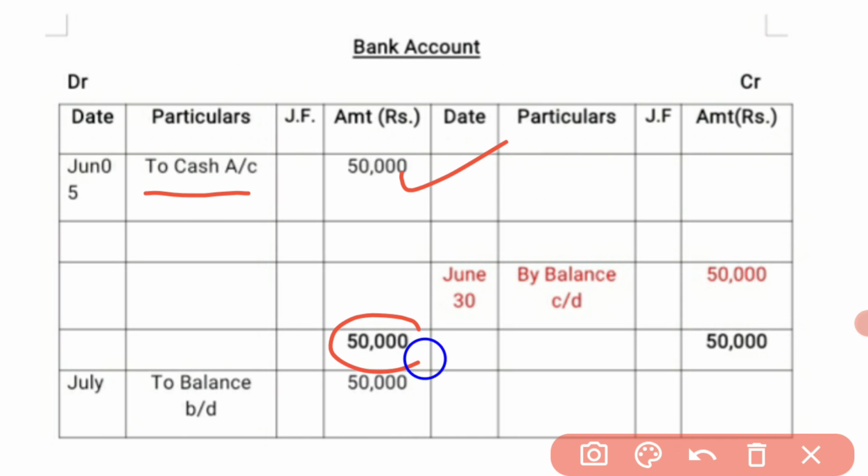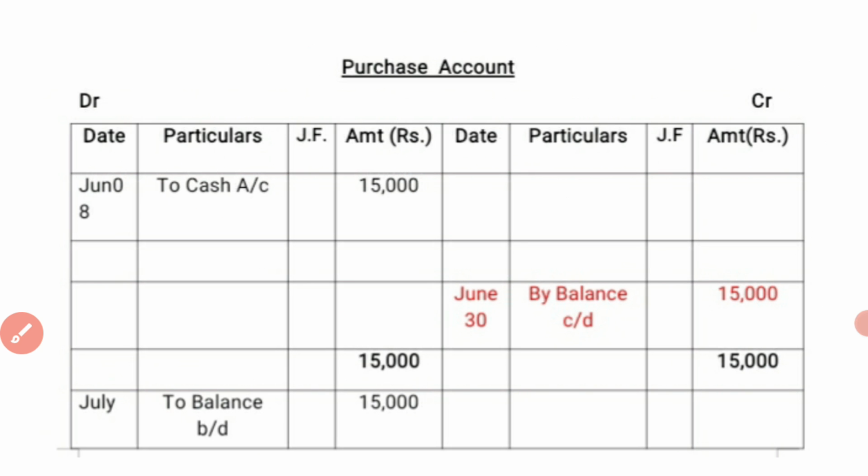So total 50,000, 50,000. So here credit side amount is not there. So you have to write by balance carried on 50,000. It is next brought down to the next month 50,000. Same next purchase account. So purchase account debited to cash account.